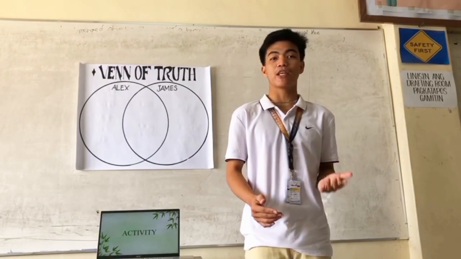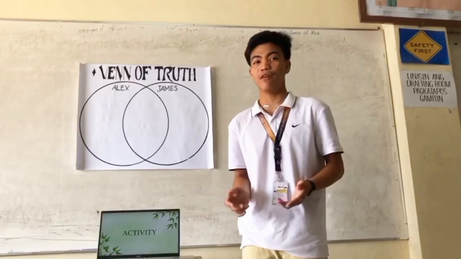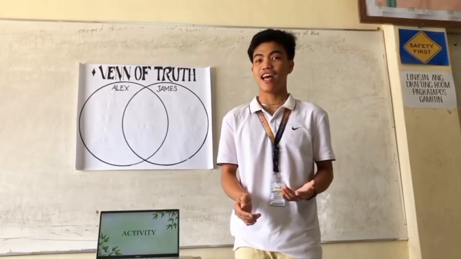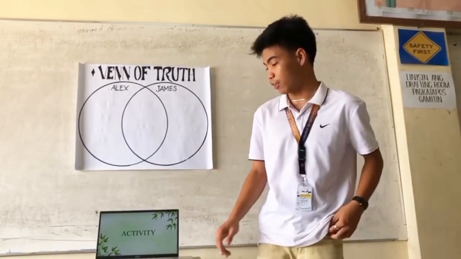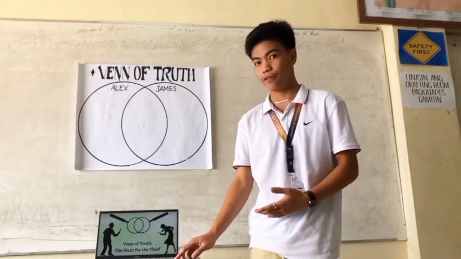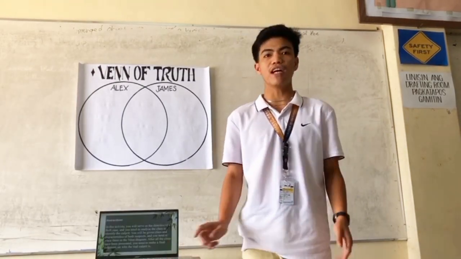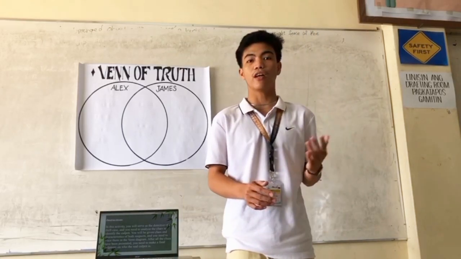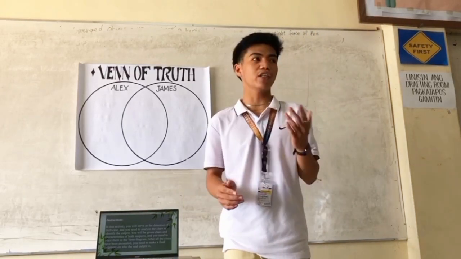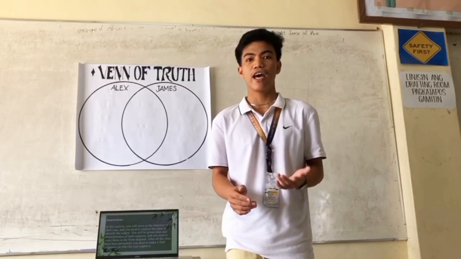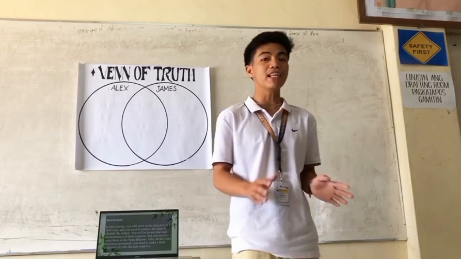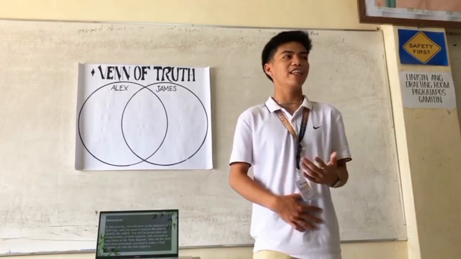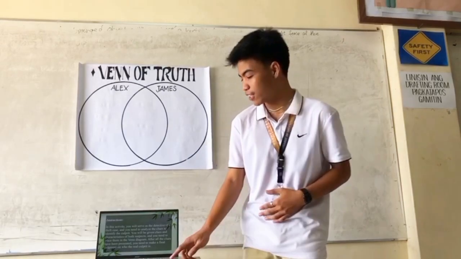Now that you fully grasp the concept of mutually and non-mutually exclusive events, let's put your skills to the test. I prepared an activity entitled Vein of Truth, the Hunt for the Thief. In this activity, you will serve as a detective of a theft case, and you need to analyze the clues to identify the culprit. You will be given clues and characteristics of both the suspects, and you need to place them in the Venn diagram. After all the clues have been presented, you need to make a final judgment on who the final real culprit is.